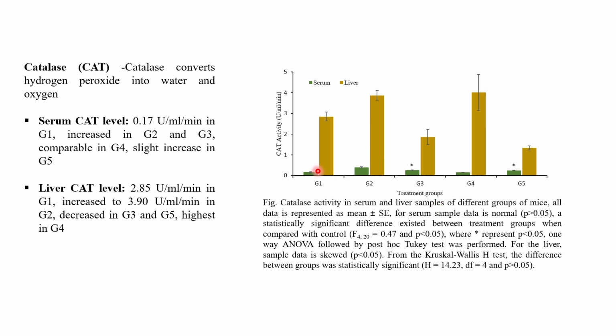For serum, all data are represented as mean and standard error, and all data are normal. But for the liver, the data are not normal; in other words, they are skewed. For skewed data, we don't use one-way ANOVA. The other test is the Kruskal-Wallis H test, because it is used for skewed data. It is just like one-way ANOVA, but it is applicable to non-parametric data or skewed data.